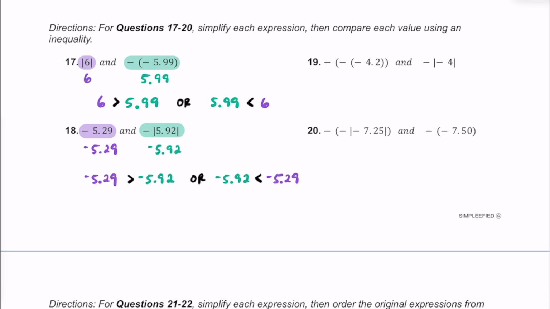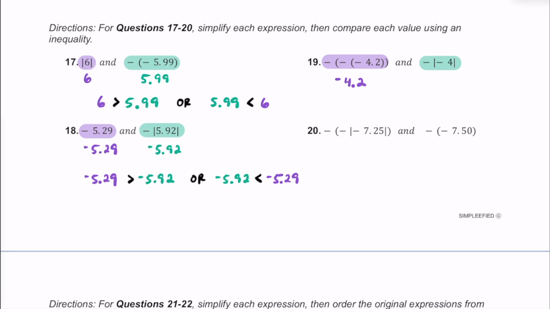For number 19, we have the negative 4.2, or the opposite of the opposite of the opposite of 4.2. That's our first expression here. And then we have the second expression of the opposite of the absolute value of the opposite of 4, or the negative absolute value of negative 4. Two ways to say it. So on the left side here, we have this 4.2. The opposite of it would be negative 4.2, and the opposite of the opposite would just be back to 4.2. And then the opposite of the opposite of the opposite would just be back to negative 4.2. So this would be the most simplified way to write this expression.